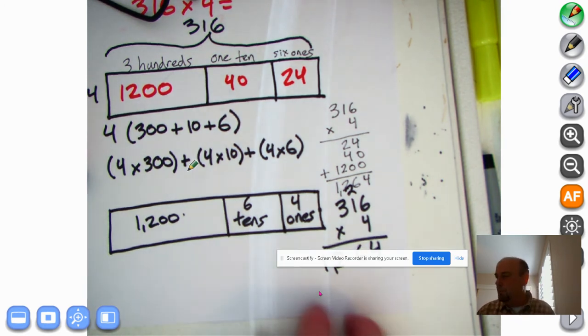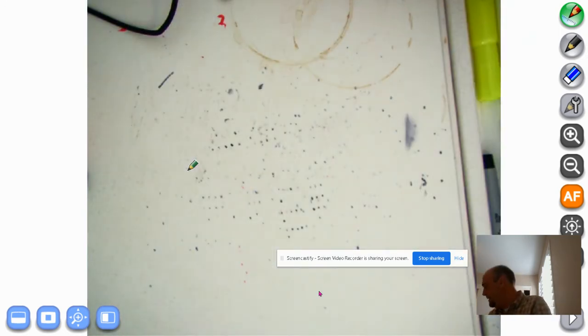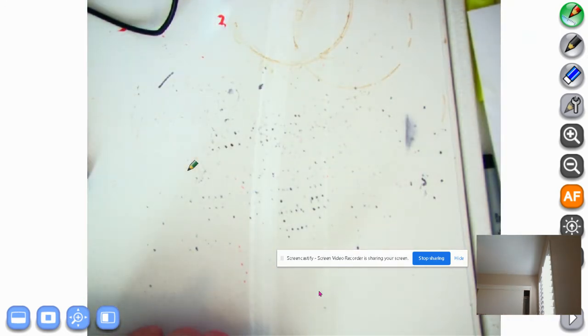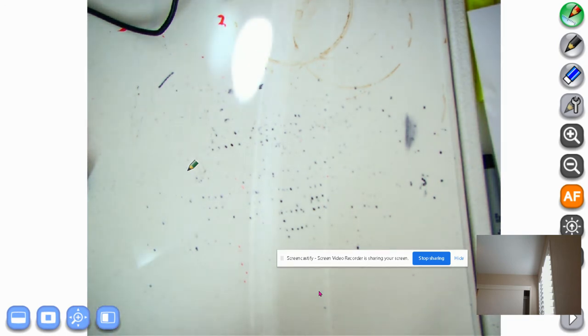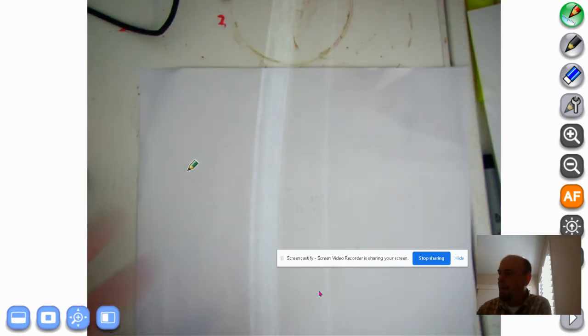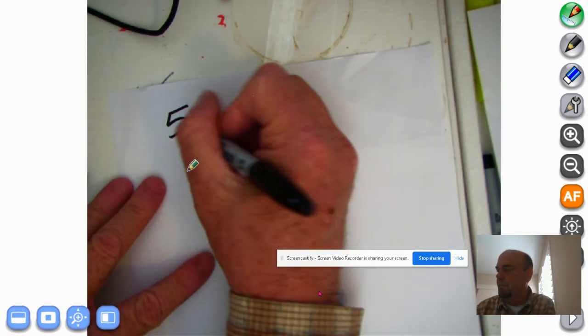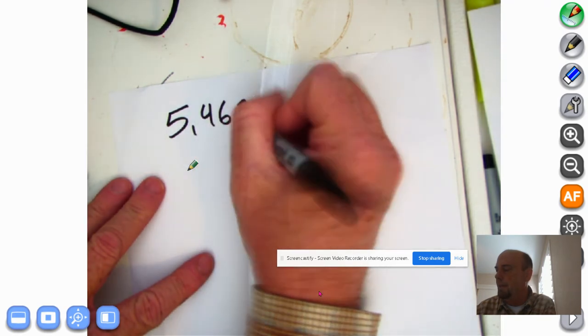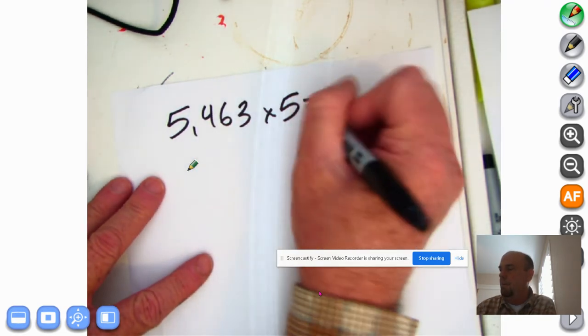We're going to repeat this process. Oh, no. Yep, we are. Going to repeat the process with one other model. Let me grab a piece of paper down here. And this is going to be 5,463 times 5. 5,463 times 5. What will that equal?